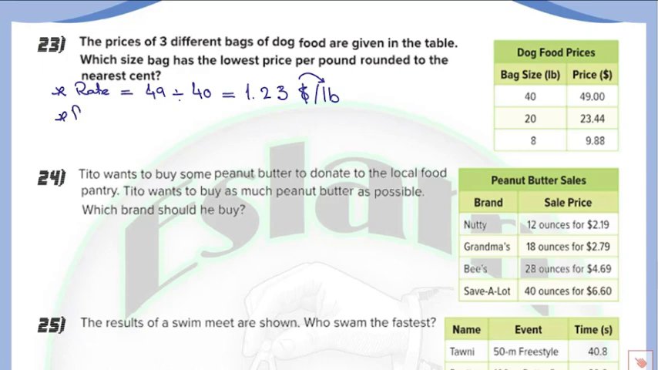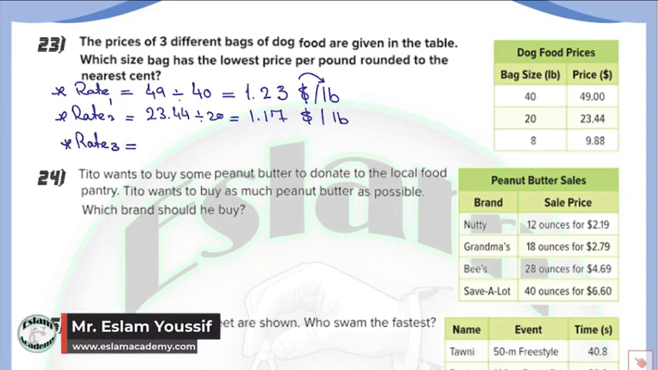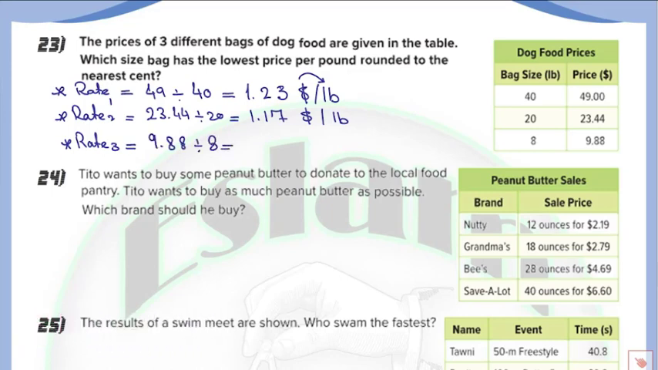For the second rate, you will find that the price of 20 pounds is 23.44. We will divide 23.44 by the number of pounds. So the answer now will be equal to 1.17. The unit of the first number is dollar, and the unit of the second one is pound. After that, we'll find the third rate. It will be 9.88 divided by 8. By simplifying, you will find that the answer will be equal to $1.24 per pound. You will find that the second one is a better price.